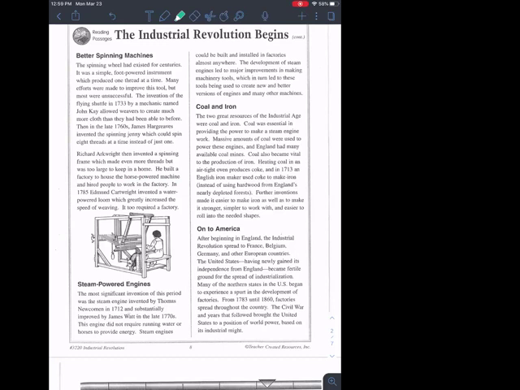In 1785, Edmund Cartwright invented a water-powered loom, which greatly increased the speed of weaving. It, too, required a factory.